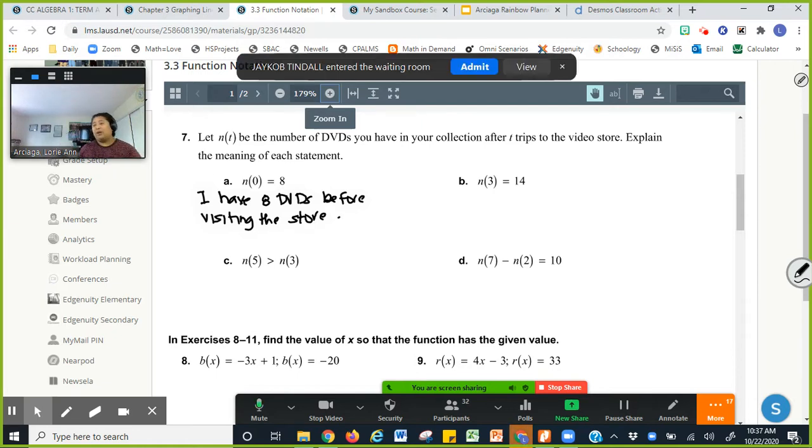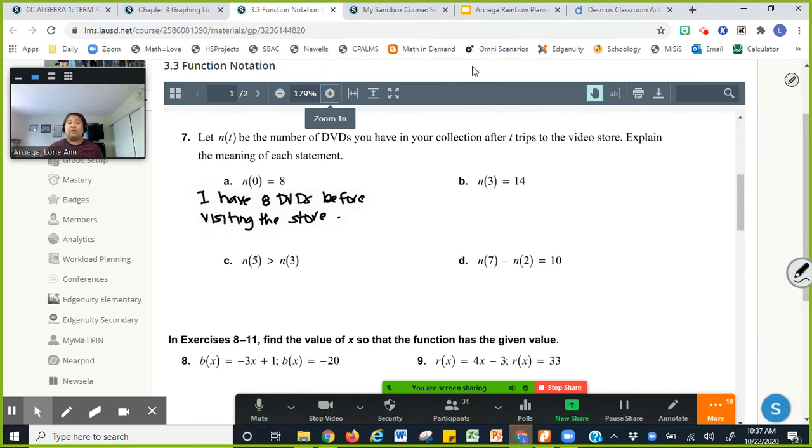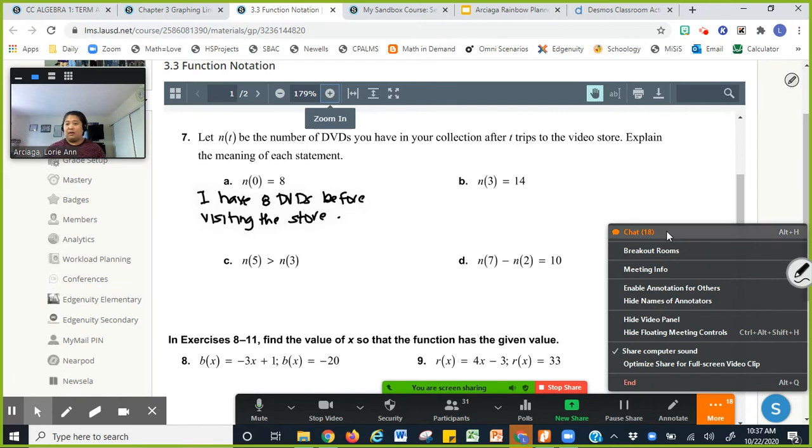In the same way as you remember the piggy bank problem. You guys remember the piggy bank problem that we did? Okay, when Samantha started saving, right?